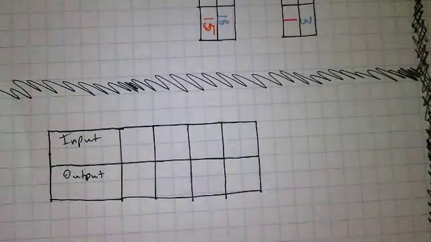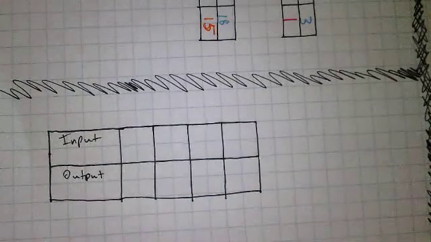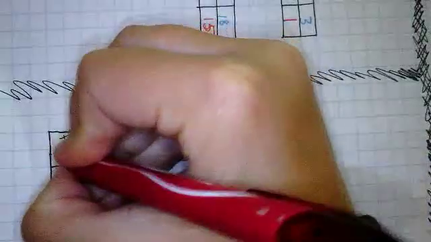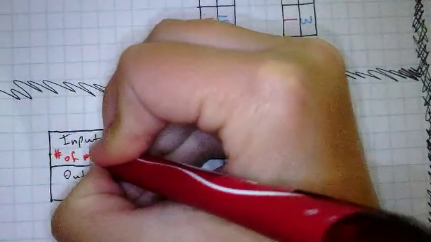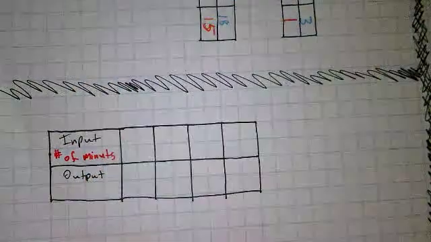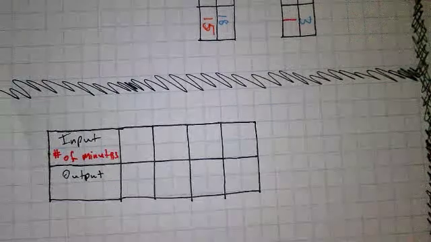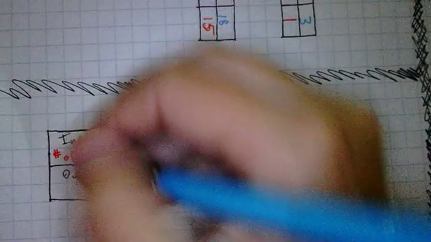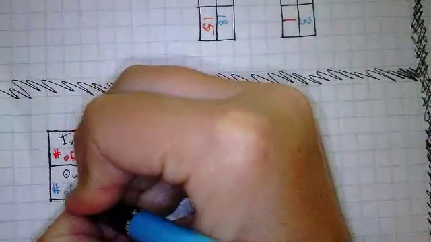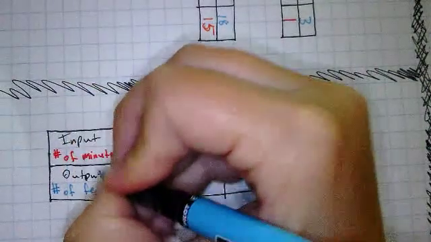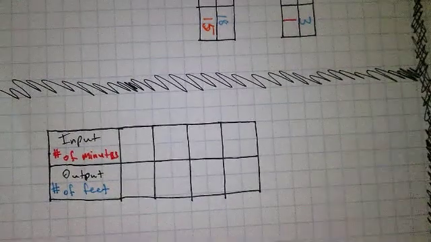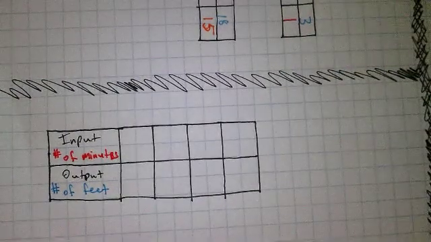Okay? Our input is going to be the number of minutes. And our output is going to be the number of what? Number of feet, right? Input is going to be the number of minutes. Output is going to be the number of feet.